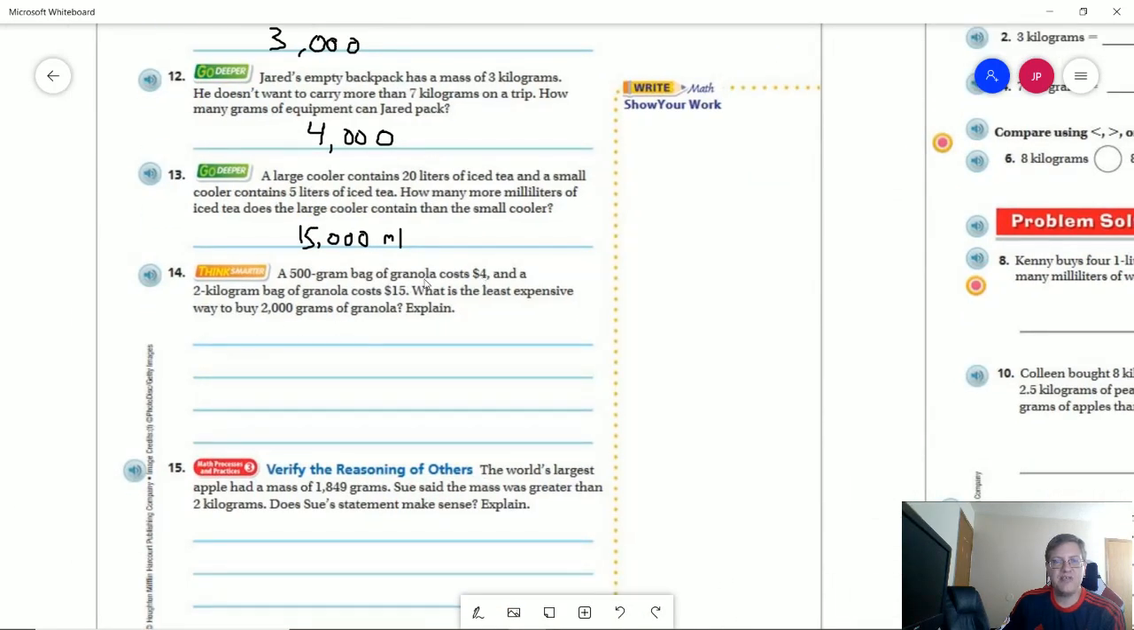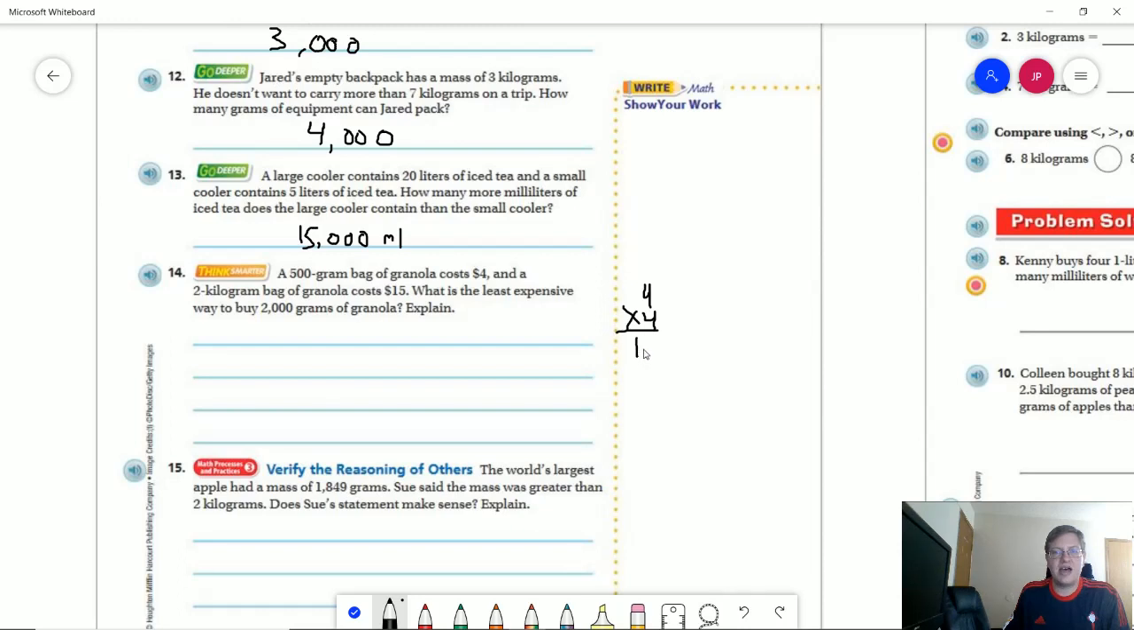Number 14, a 500-gram bag of granola costs $4 and a 2-kilogram bag of granola costs $15. What is the least expensive way to buy 2,000 grams of granola? Well, if I were to buy 500 grams of granola at a time and do that 4 times, I would get 2,000 grams for $16. So 4 times 4 would give us the top amount, and that would be $16. Since 2 kilograms is equal to 2,000 grams, this would be the easiest way to do that.